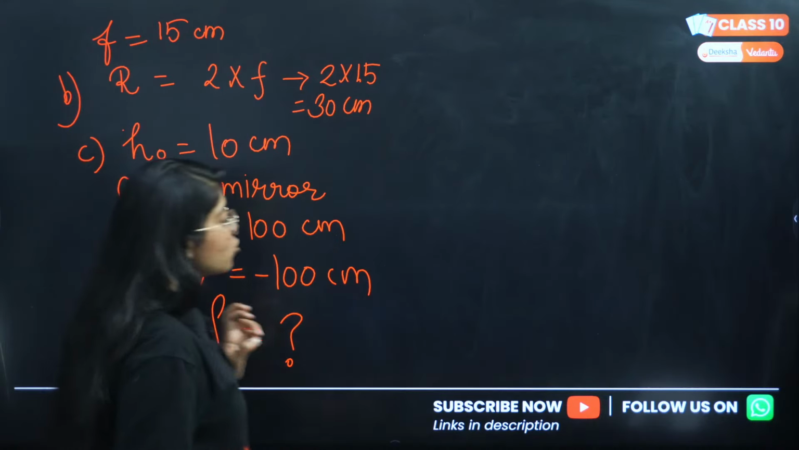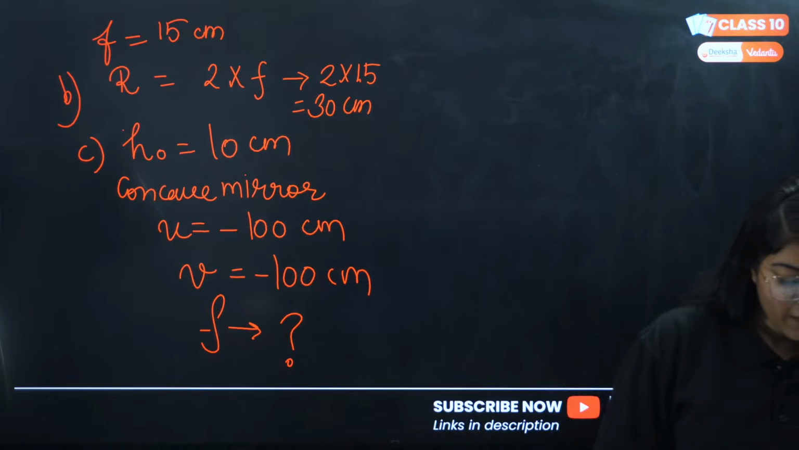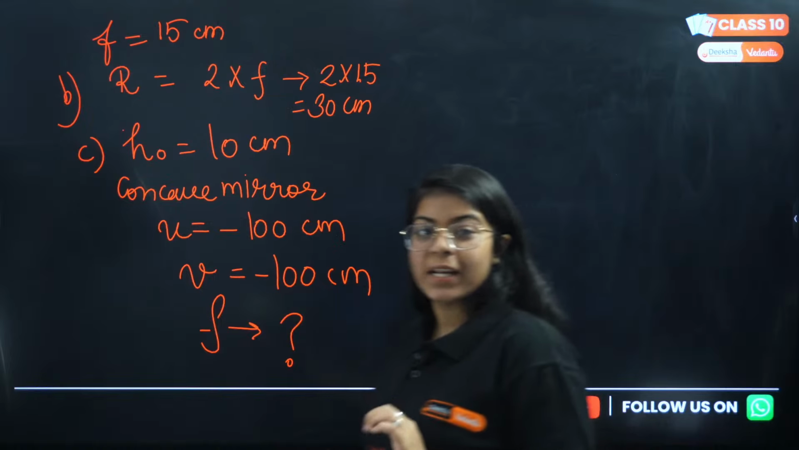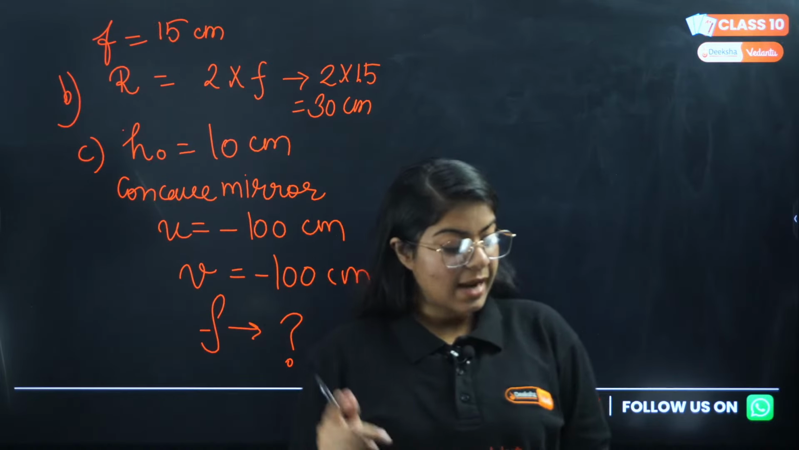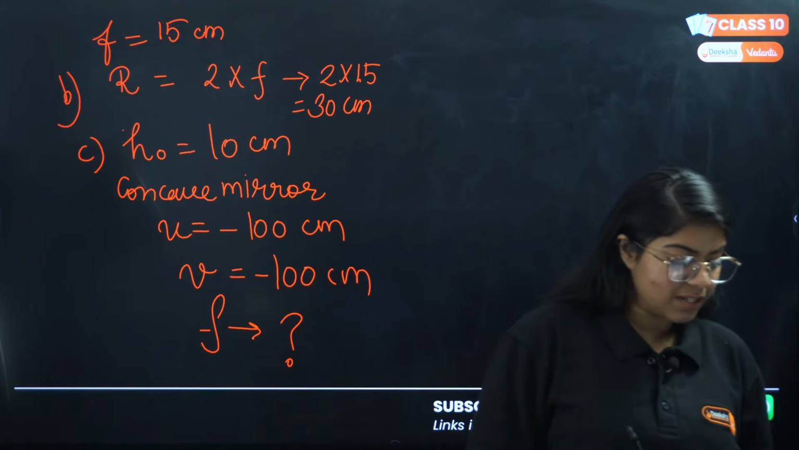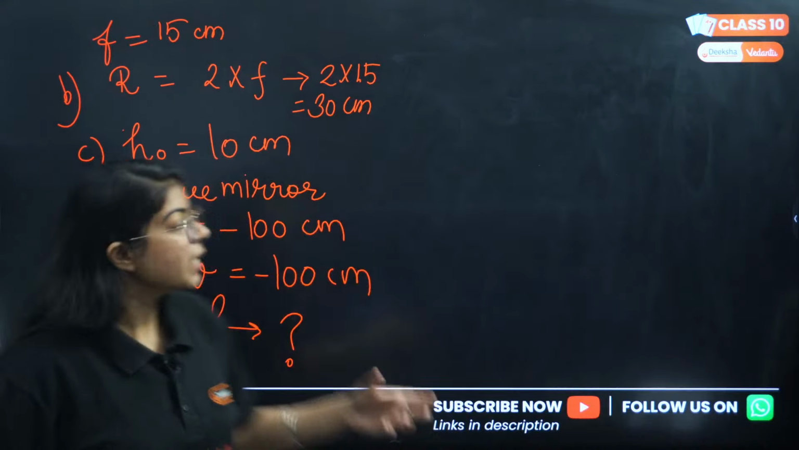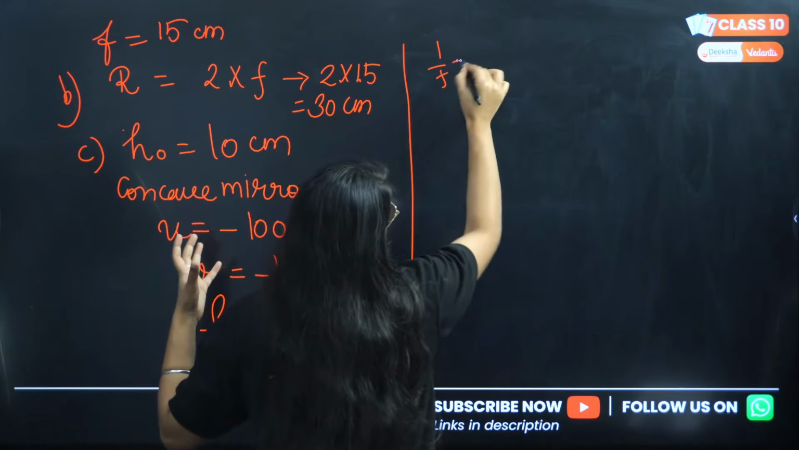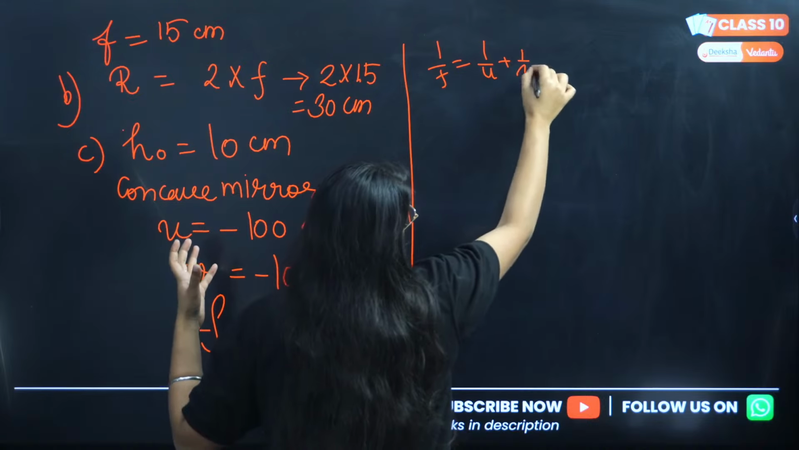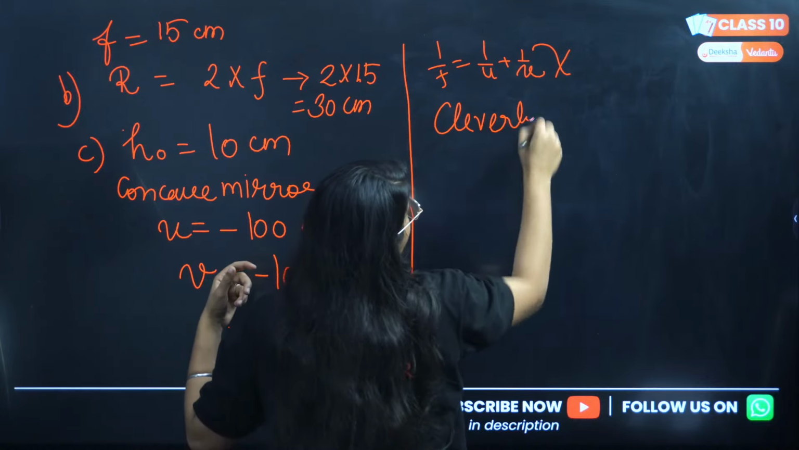So do you want me to solve it by hard work or cleverly? Very easy, okay? I am very glad that you are finding these numericals easy, because these are actually one of the finest numericals that have come in your boards previously. Okay, so you can either use mirror formula, that will be 1 by u plus 1 by v, but we are not going to use it. We are going to solve it cleverly.